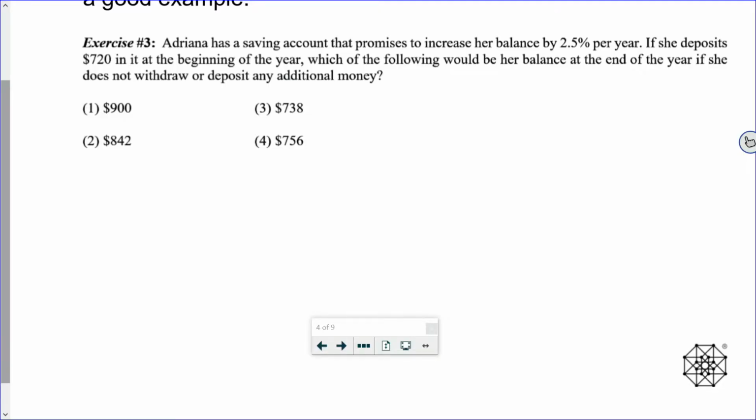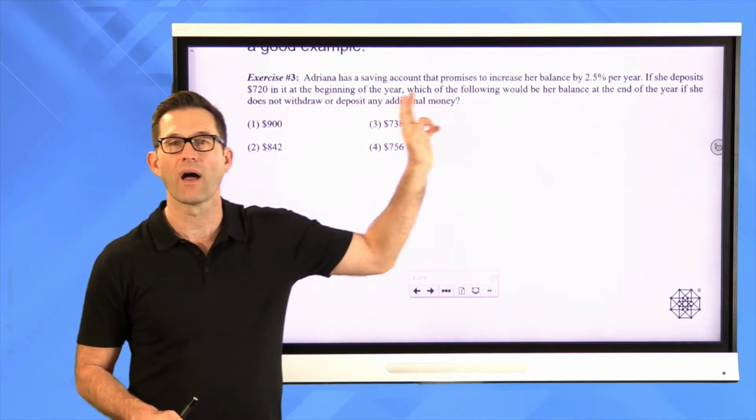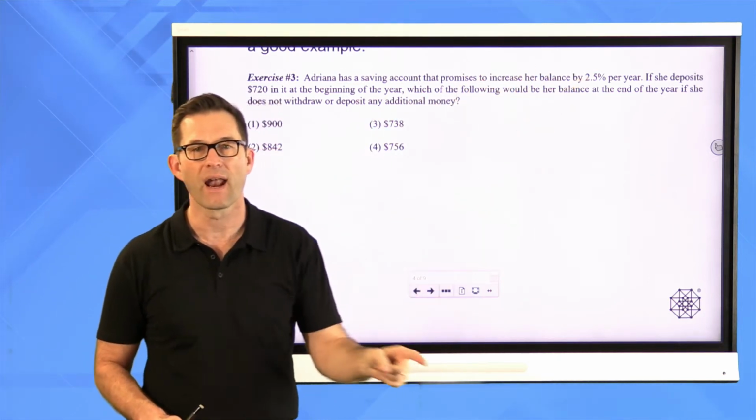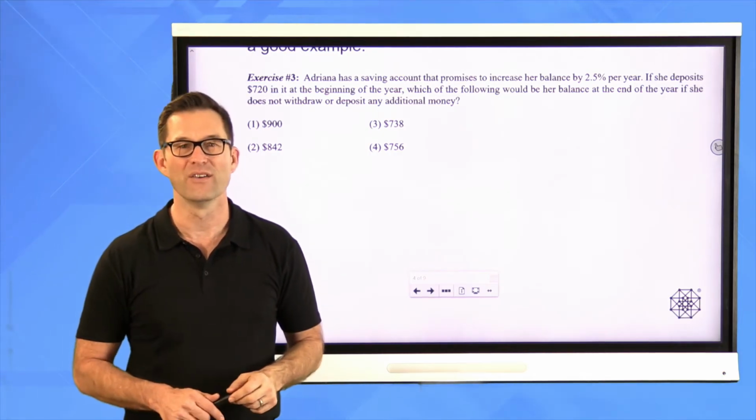Adriana has a savings account that promises to increase her balance by 2.5% per year. If she deposits $720 in it at the beginning of the year, which of the following would be her balance at the end of the year if she does not withdraw or deposit any additional money? So in other words, I want to increase $720 by 2.5%, and I want you to do it with a single calculation. Pause the video now and go ahead and do that.